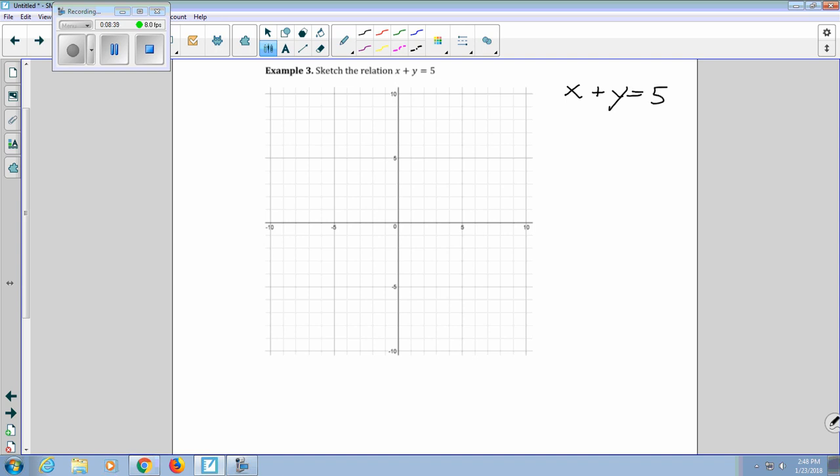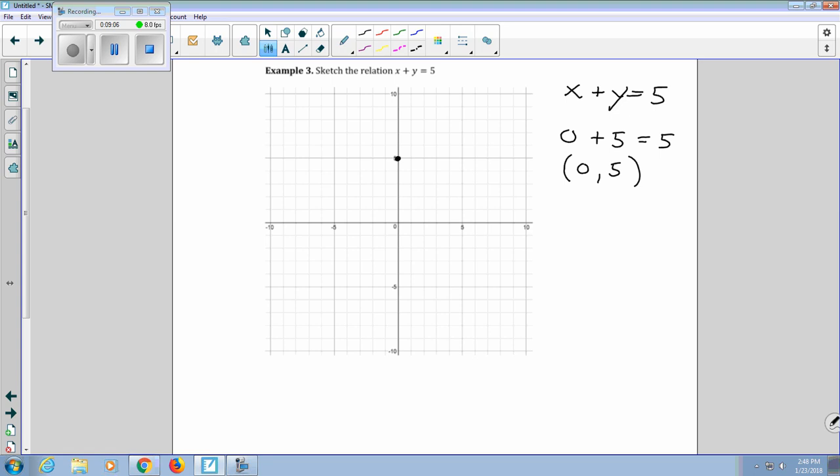One approach is just to think of numbers for x and y that make this true. For example, something that's really easy would be 0 plus 5 is, well, that's definitely 5. And here we're saying 0 is x and 5 is y. So the point 0, 5 makes this relation true. It means that you can graph it. So I'll place it right here.